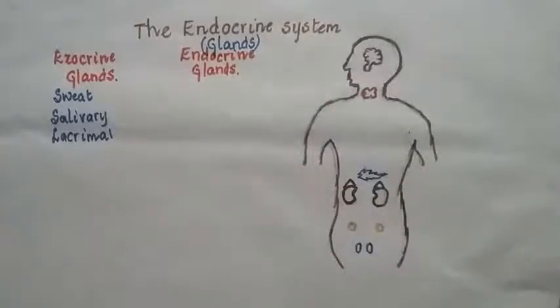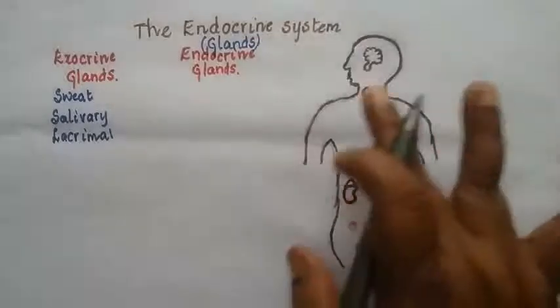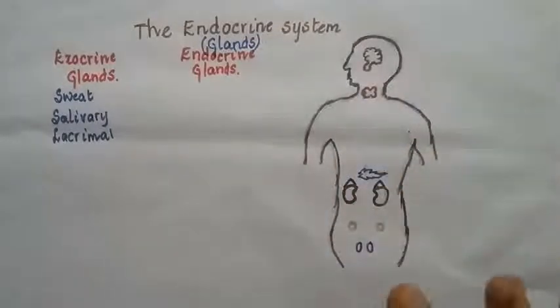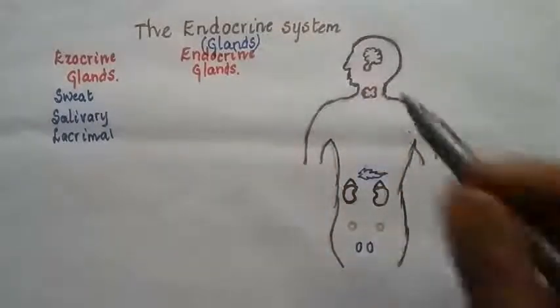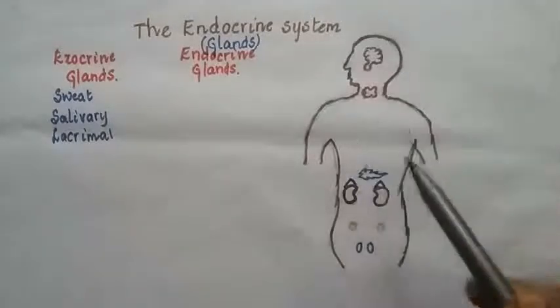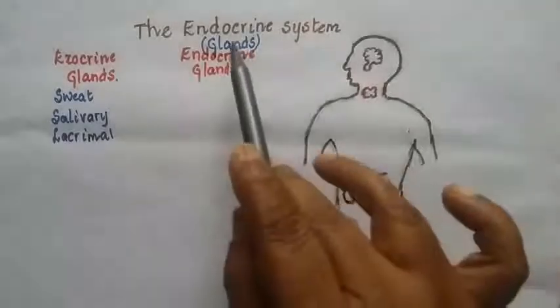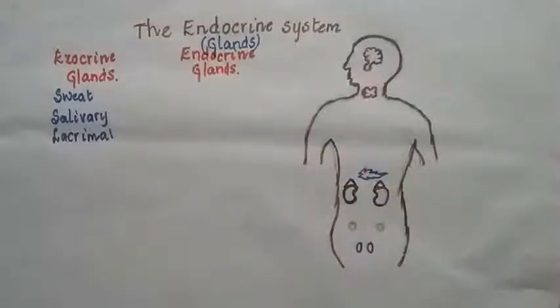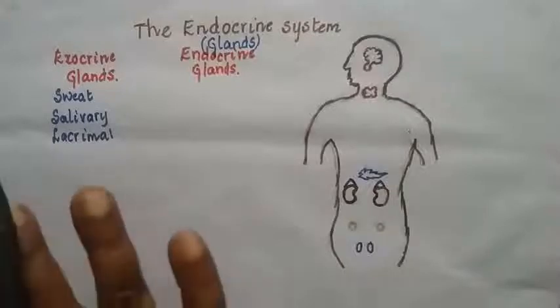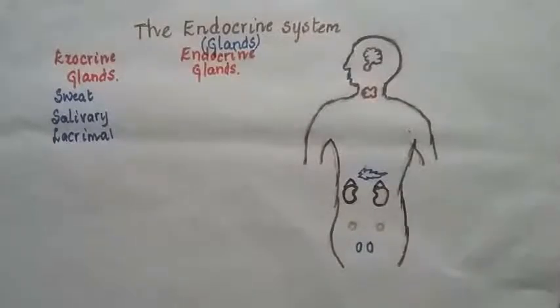what are the differences between the exocrine and endocrine glands? Here, children, in the outline of the human being, within that you can find a number of glands which I have drawn, which are found in different parts of our body, which are nothing but the endocrine glands. Now let us learn the differences between the exocrine and endocrine glands.